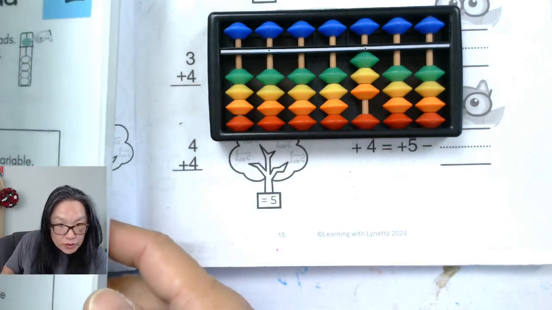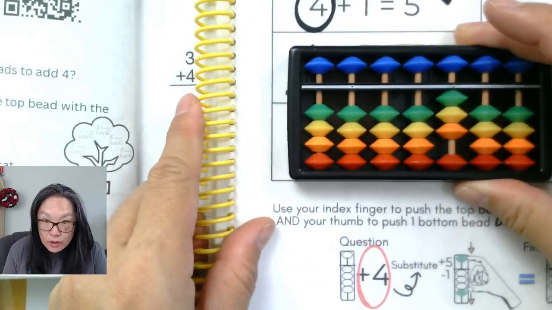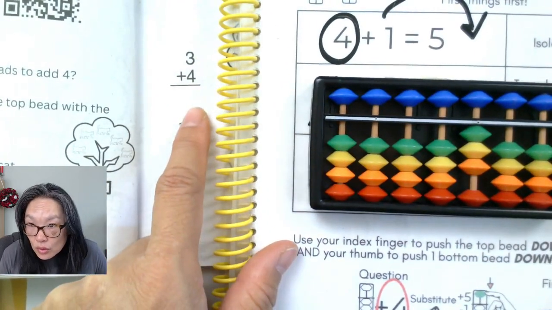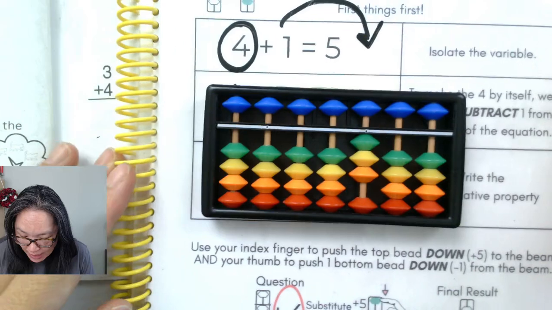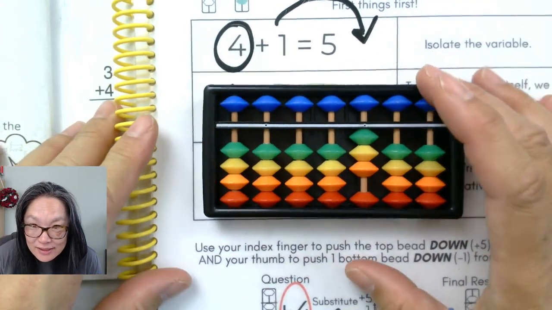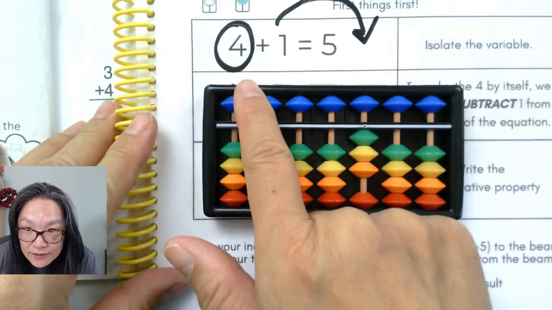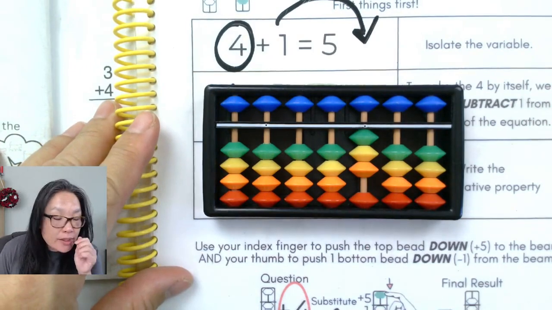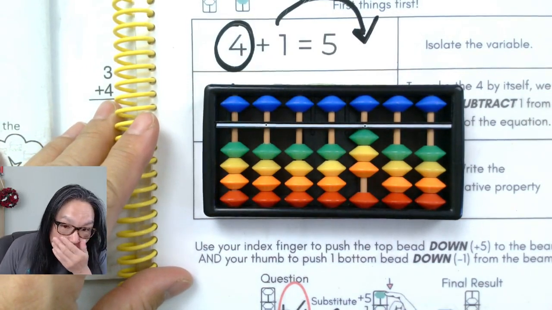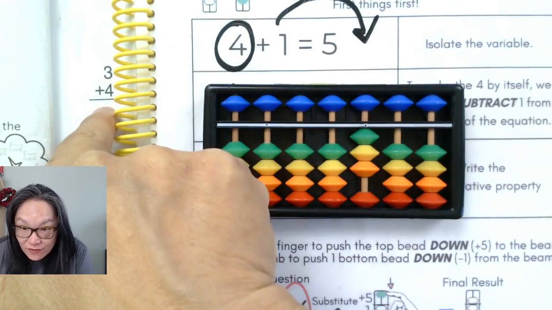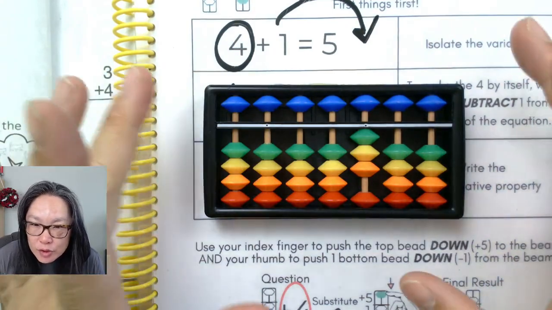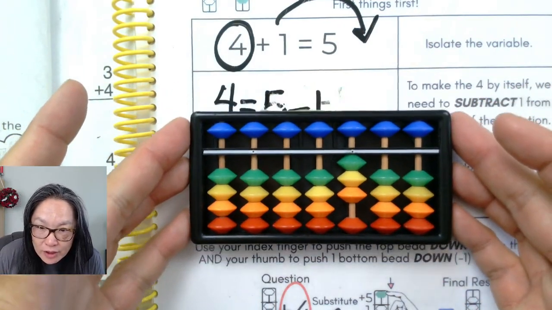What are we going to do? We're going to power up our addition sentence. So what we're going to do is isolate this variable. Now what we're doing is a little bit of algebra. We're going to take this 4, and we're going to try to substitute it. So we're doing a little bit of algebra, right?